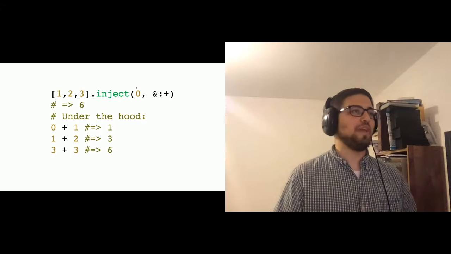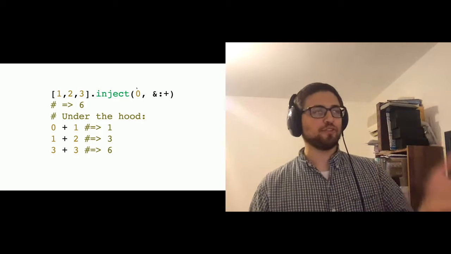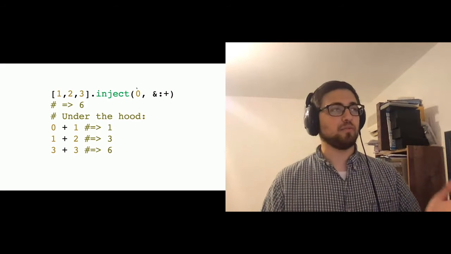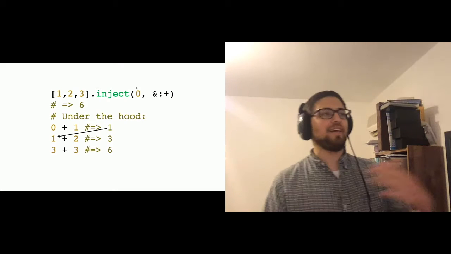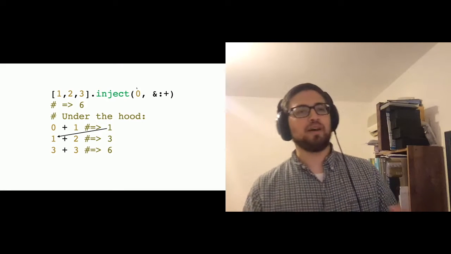So under the hood, it says, okay, my base case is 0. I'm going to add the first item in the array. That's 1, so I end up with one. Carry that over. So now I have one as my accumulator.